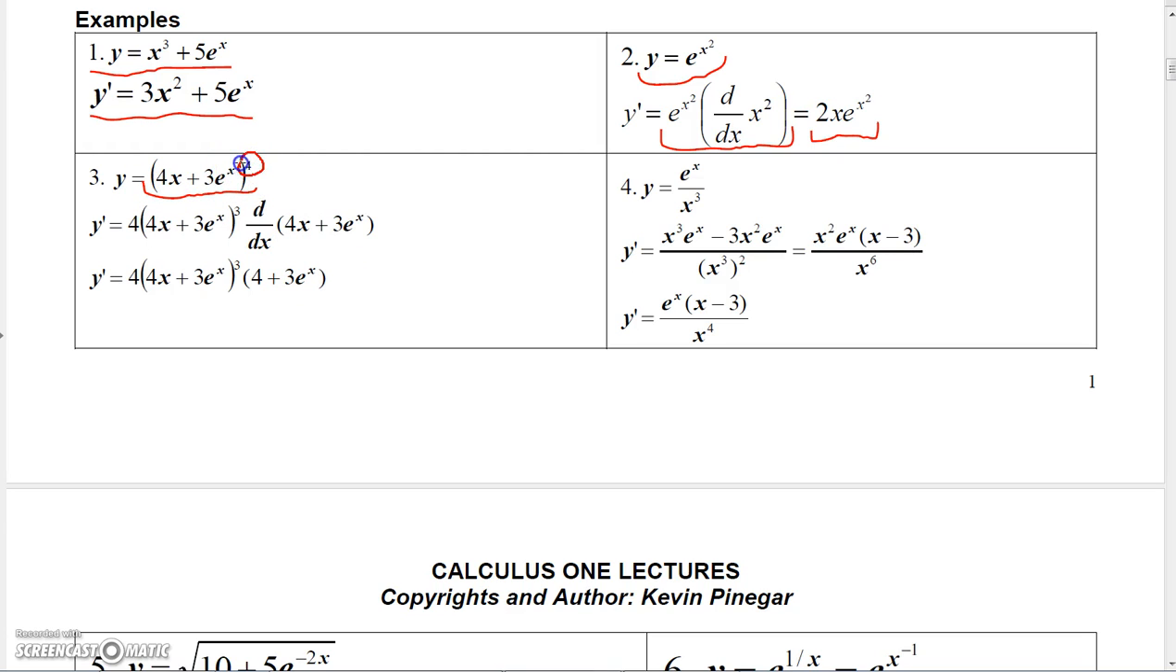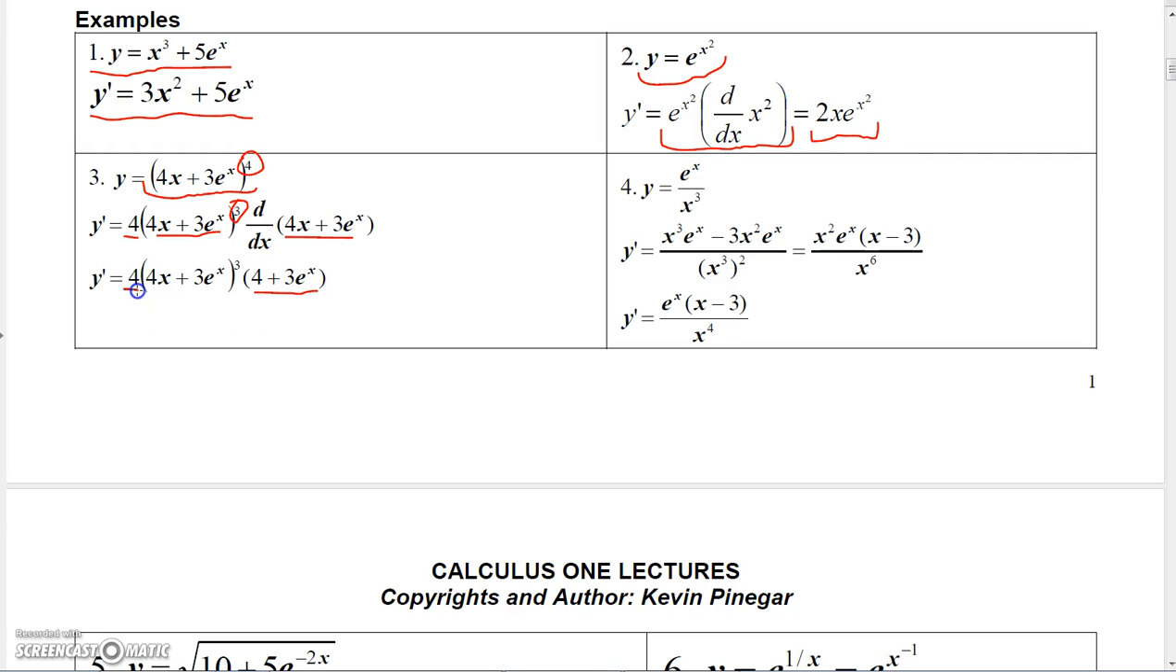So what I have to first use is the general power rule. So I'm going to bring the 4 down, the power 4 down, and then remember you reduce the power by 1, but then you have to multiply by the derivative of the inside. So now the derivative of the inside, the derivative of 4x would simply be 4, and the derivative of 3e to the x would be just 3e to the x. So that would be it.